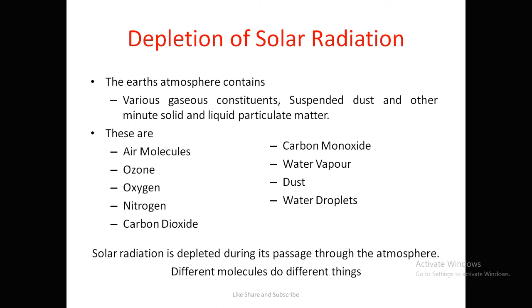So finally, solar radiation is depleted during its passage through the atmosphere. Different molecules do different things, and that's why the solar radiation is reduced. These molecules behave differently with solar radiation: some of them stop it, some reflect it, and some absorb it. So obviously the solar radiation reaching the ground is reduced compared to what was obtained at the starting point of the Earth's atmosphere.